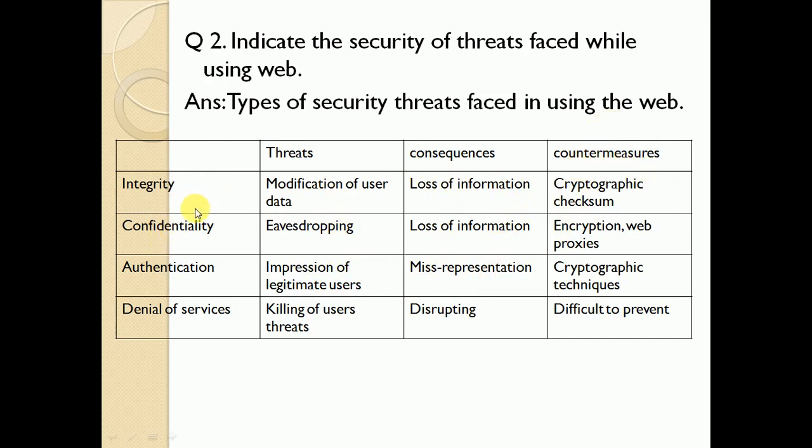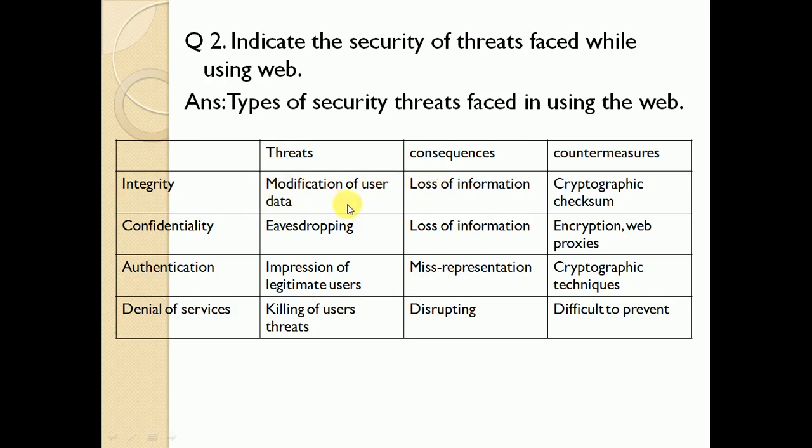You know what is meant by integrity. What is integrity? Integrity is when data is transmitted from one side to another, at that time you need to maintain the originality of the message. If you are maintaining the originality of the data, then you can say integrity is achieved. The threat here is modification of user data. As I told you, integrity means we have to maintain the originality. If the data is modified, the threat to integrity is modification of user data.